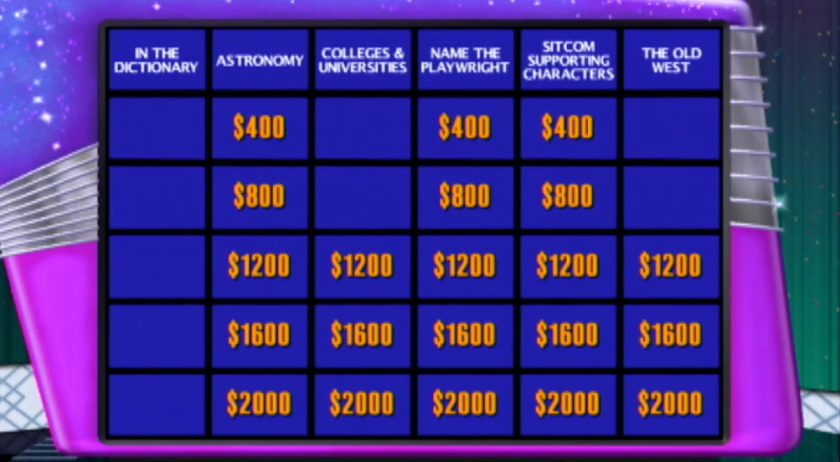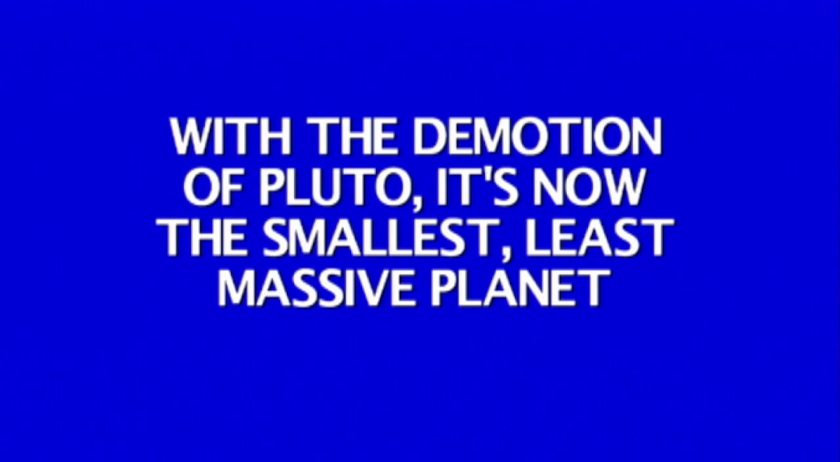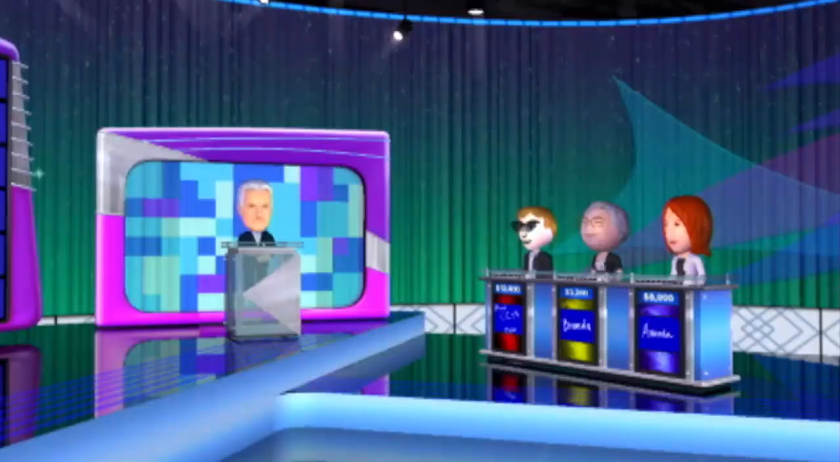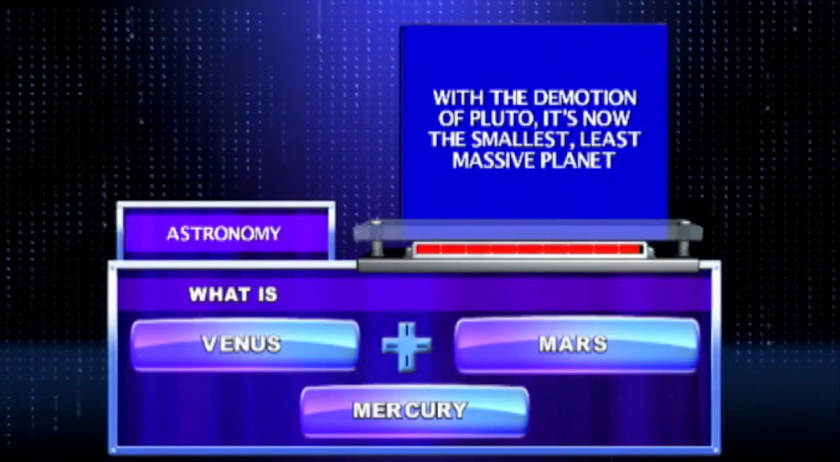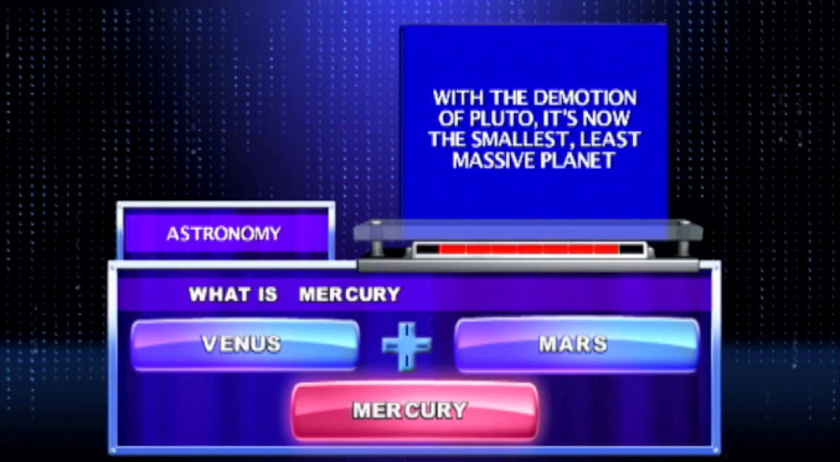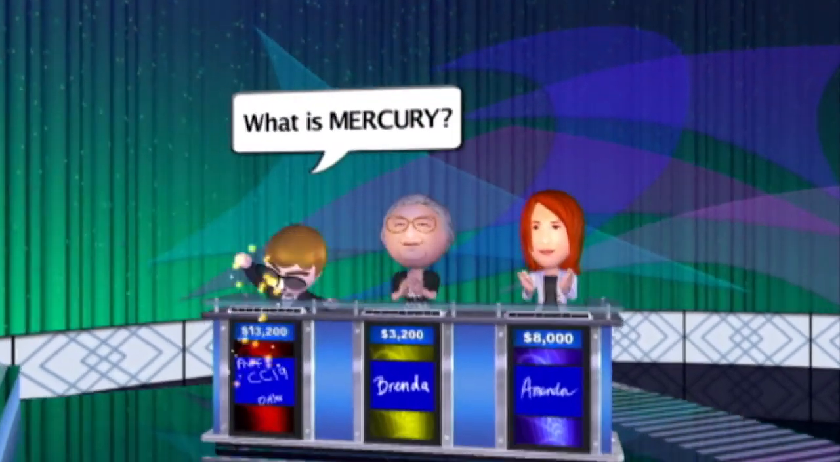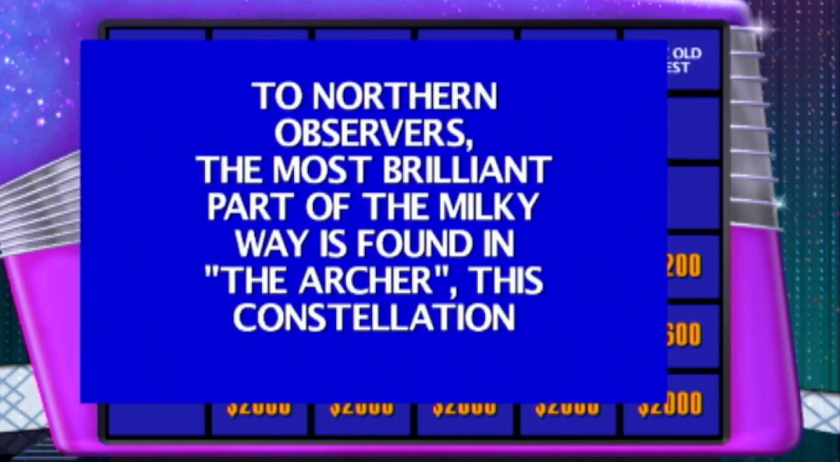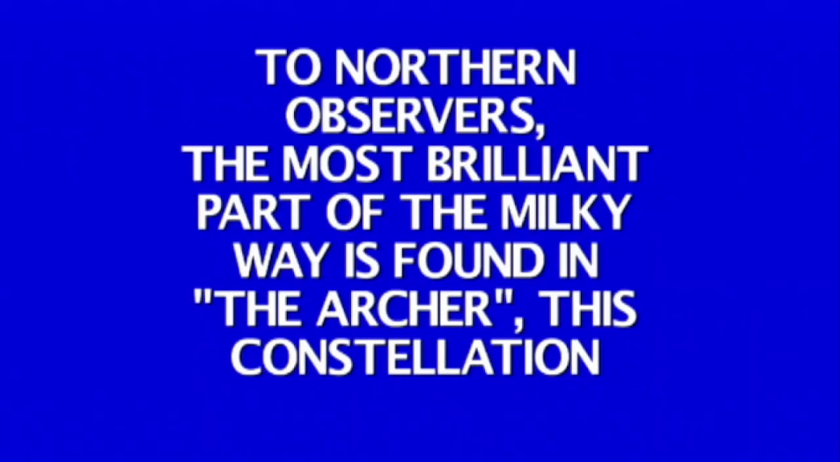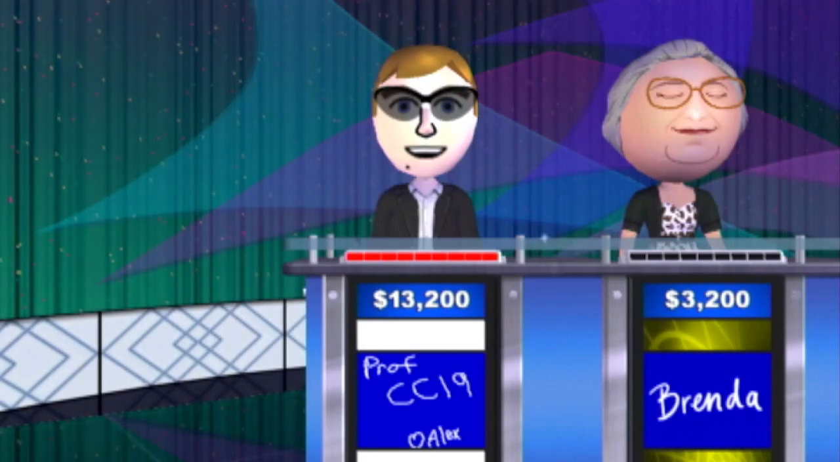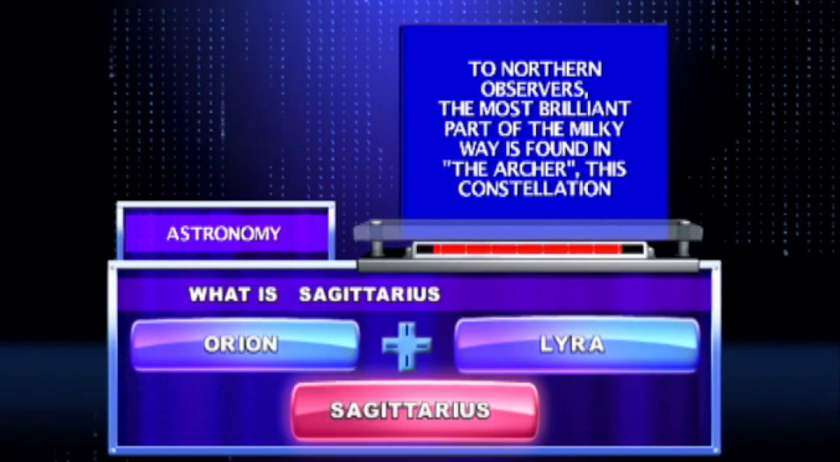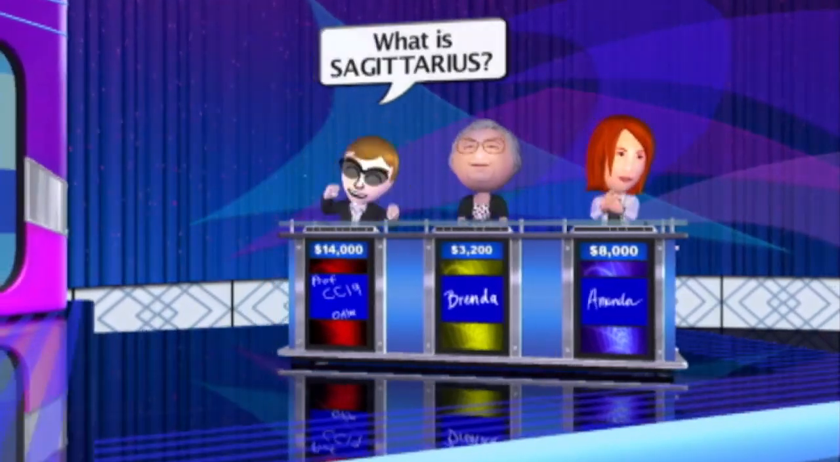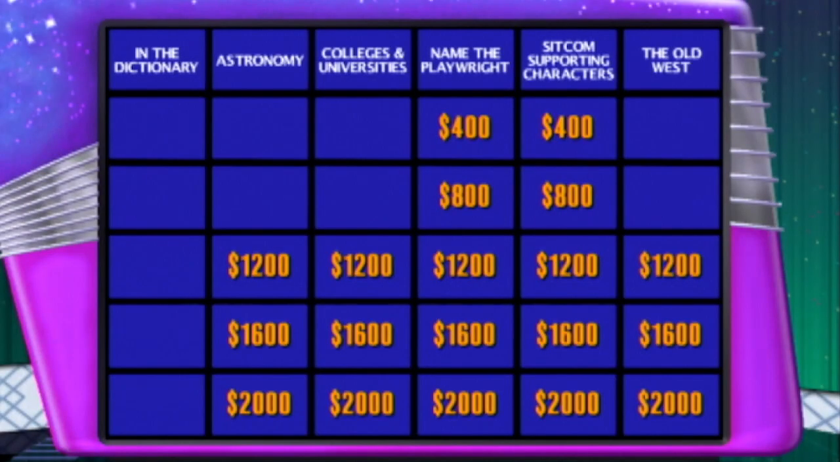Player 1, back to you. With the demotion of Pluto, it's now the smallest, least massive planet. Okay, player 1. Yeah. Good. We return to you, player 1. To northern observers, the most brilliant part of the Milky Way is found in the Archer, this constellation. Yes, player 1. Yes. Player 1, you pick again, please.